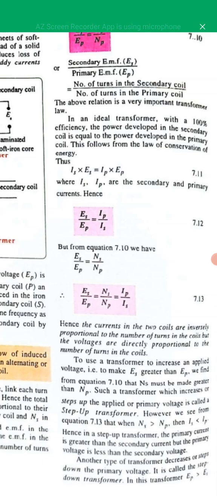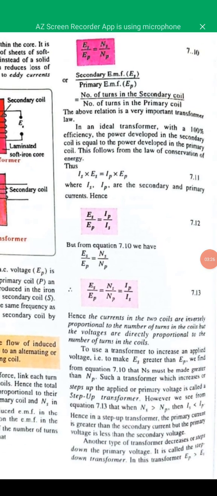So that brings us to the formula. Because of this mutual inductance between the primary coil and the secondary coil, the conclusion we can get from this is that ES over EP is equal to NS over NP. What does that mean? ES stands for the secondary voltage or the secondary EMF. EP stands for the primary voltage or the primary EMF. So the ratio of the secondary voltage to the primary voltage is equal to the ratio of turns in the secondary coil to the turns in the primary coil.